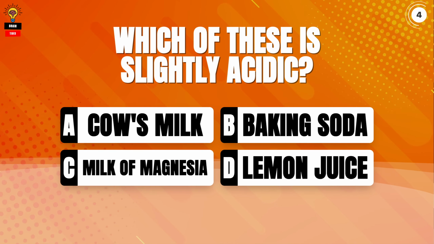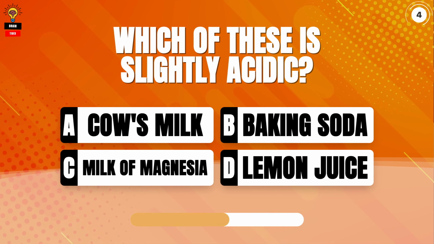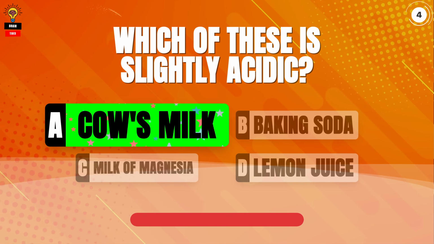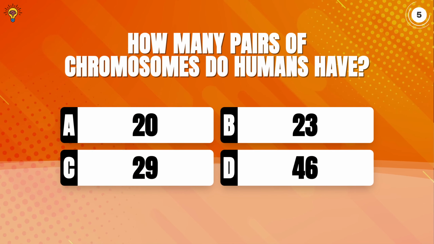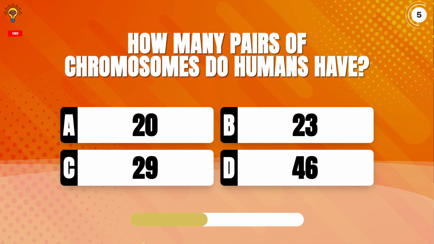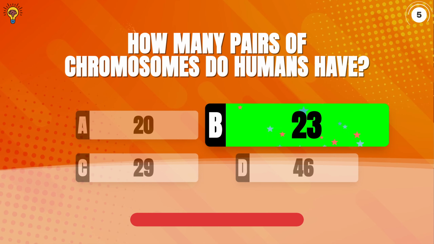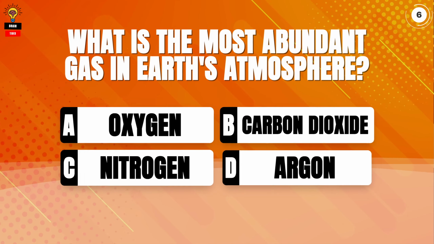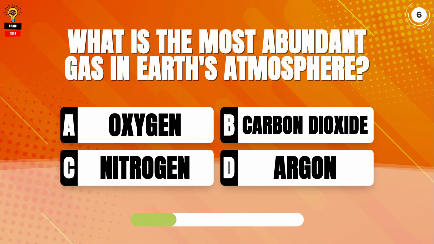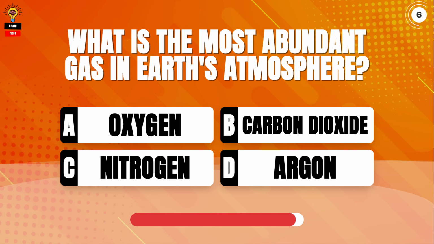Which of these is slightly acidic? Cow's milk. How many pairs of chromosomes do humans have? 23. What is the most abundant gas in Earth's atmosphere? Nitrogen.